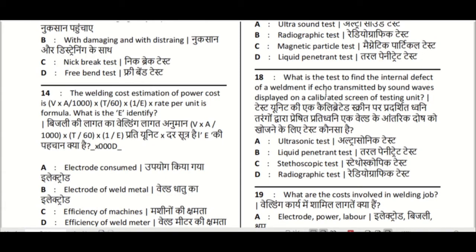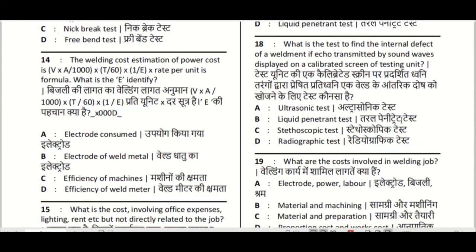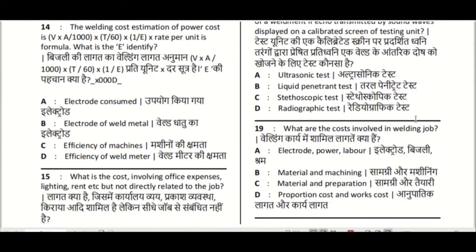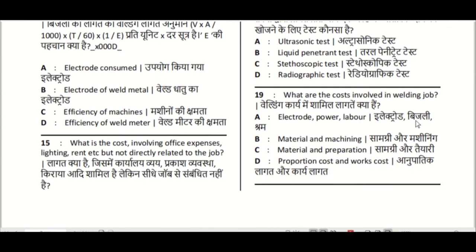What is the test to find the internal defect of a weldment if echo transmitted by sound waves displays on the calibrated screen of the testing unit? It is ultrasonic test. What are the costs involved in a welding job? Electrode, power and labor.